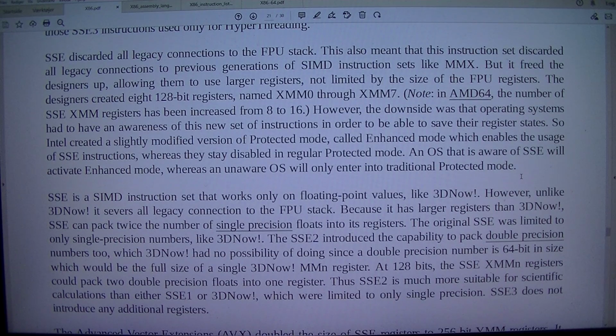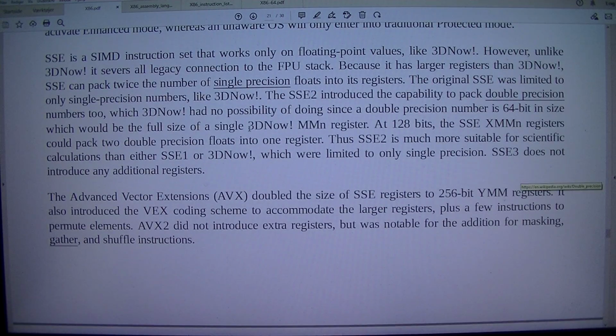SSE is a SIMD instruction set that works only on floating point values, like 3DNow. However, unlike 3DNow, it severs all legacy connection to the FPU stack. Because it has larger registers than 3DNow, SSE can pack twice the number of single precision floats into its registers. The original SSE was limited to only single precision numbers, like 3DNow.